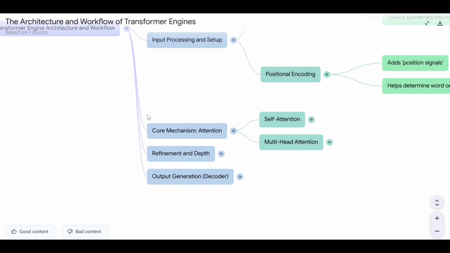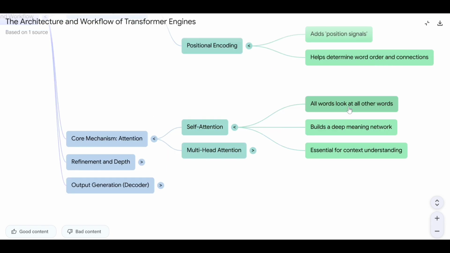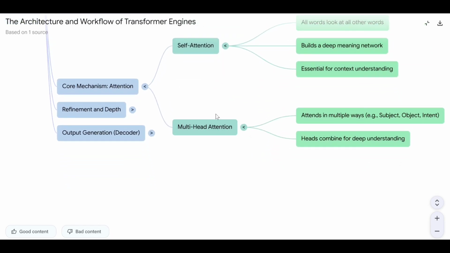Now, because of the self attention mechanism, the model will try to understand the deep meaning of that sentence. It will look at how one word is related to all other words in the sentence, and it builds a deep meaning which is essential for context understanding. Multi-head attention is also the same as self attention, but here you will have multiple heads. One head will understand the subject, another head the object, and the third the intent. This is how a deeper understanding is obtained in the transformer model.